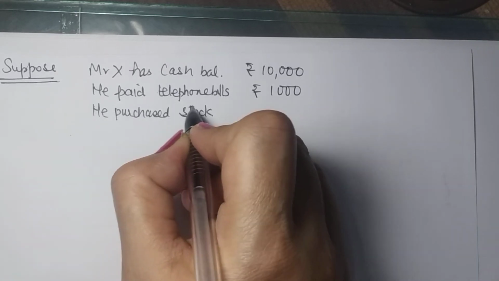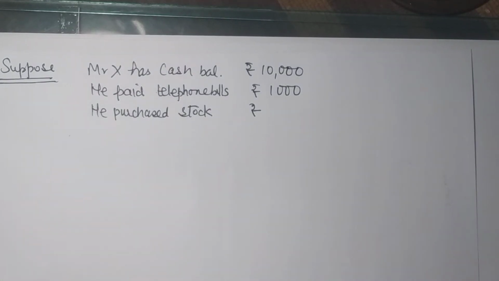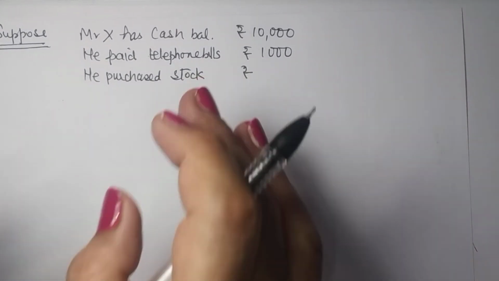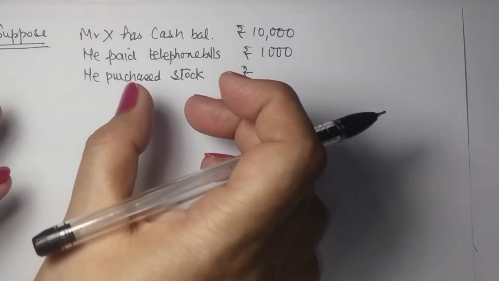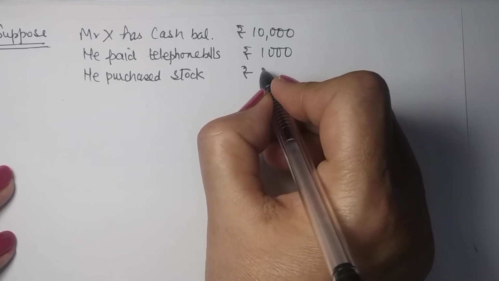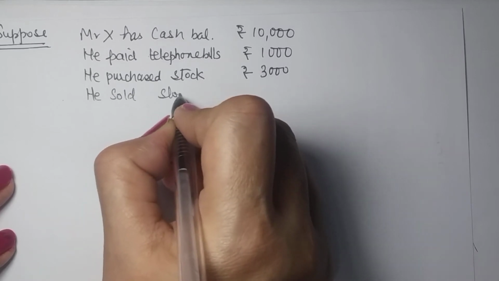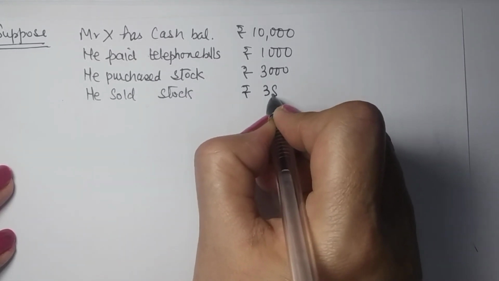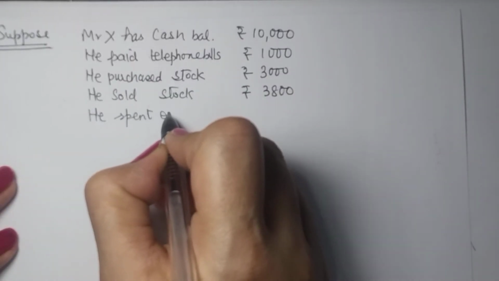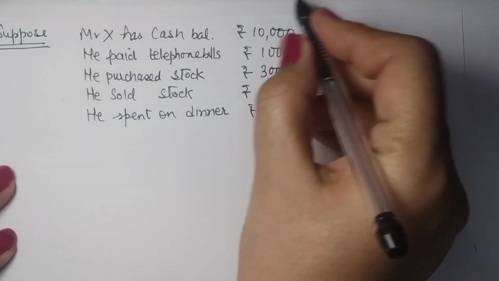He purchased stock. Stock means the goods in which you are dealing. So if you are having an electrical shop, it means you are buying and selling electrical goods, so they are called stock. If you have a ready-made garment shop, then ready-made garments are your stock. So we give a common name. Stock means something in which the business is trading. So you purchased stock for 3,000. Then you sold the entire stock for say 3,800. Then he spent on his dinner 500 rupees. So these are the transactions.